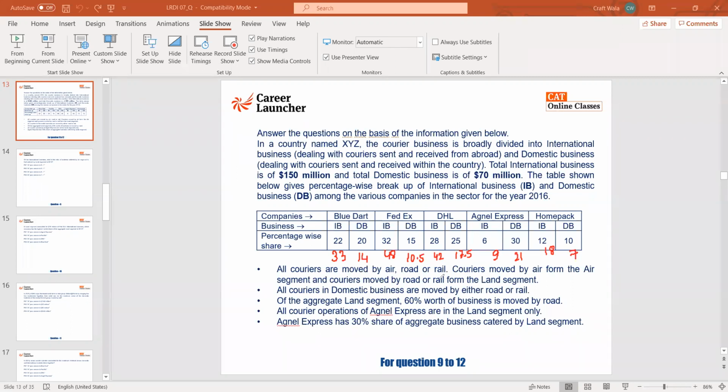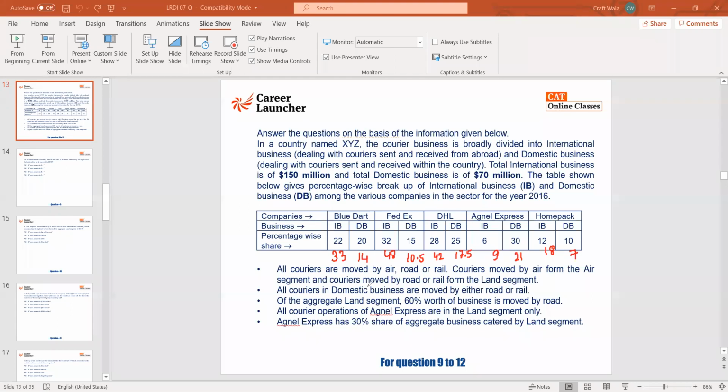Now all the couriers are moved by either air, road, or rail. The courier moved by air is called as air segment, and if you are transferring goods by road or rail, it is called as land segment. All domestic is in land segment only, right? So no domestic business you do by air. Of the aggregate land segment, 60% is moved by road. So in the land full, 60% is road and balance 40% becomes rail.